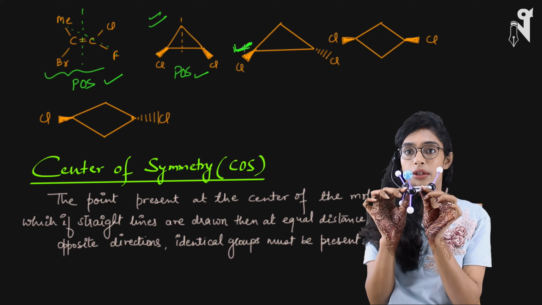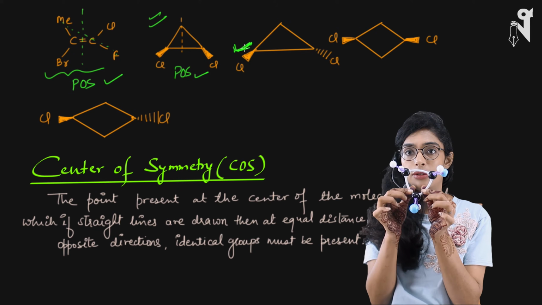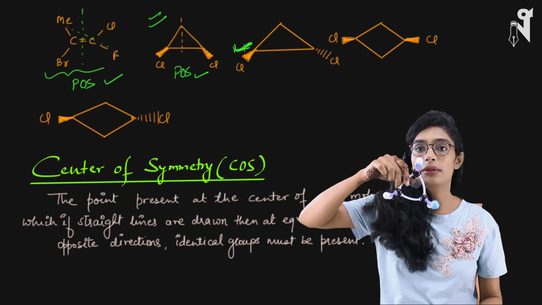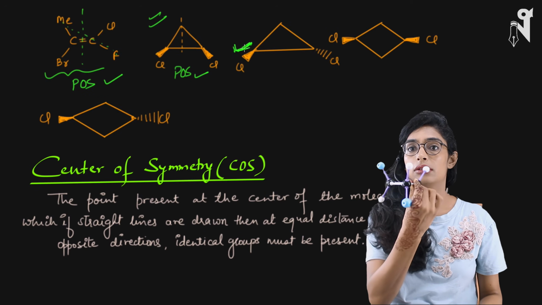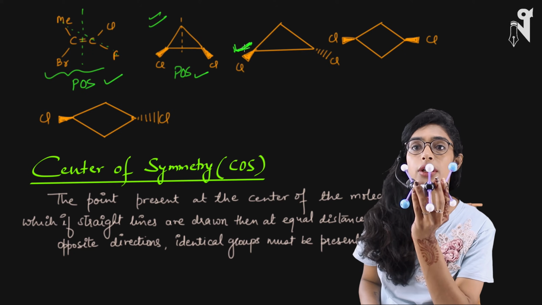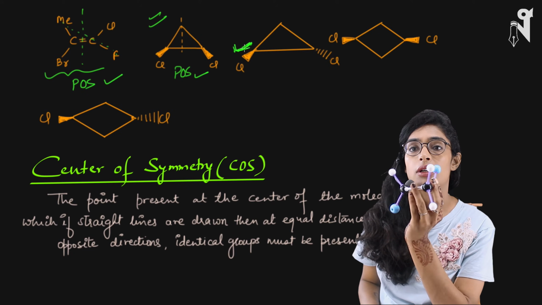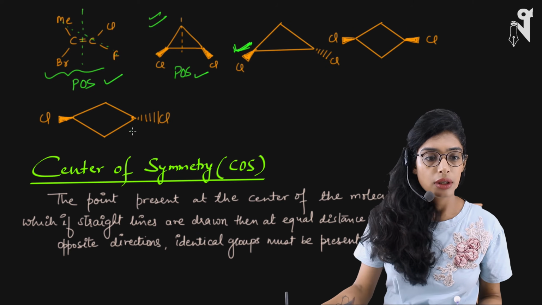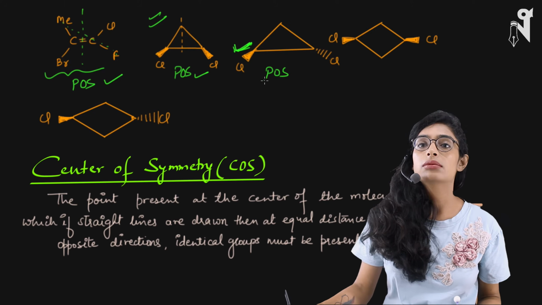Look at it very carefully. See and try to relate. Any plane of symmetry? Anybody? Do you think there should be any plane of symmetry over here? I don't think so. So no plane of symmetry for this molecule. Can POS exist? No, it cannot.